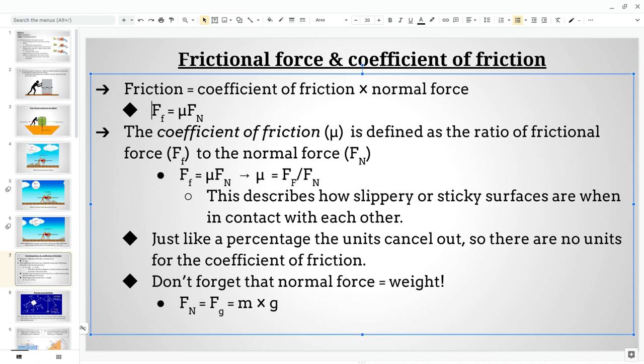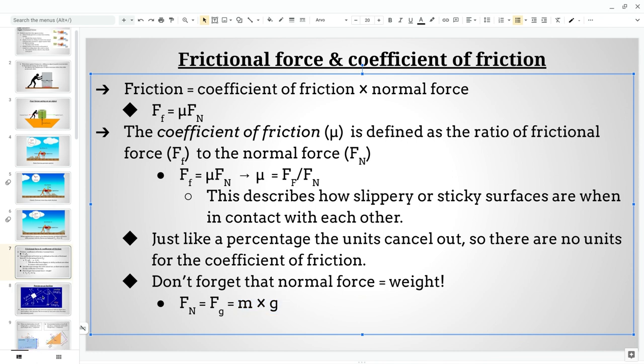Now, the equation itself is not too hard. To find the frictional force acting on something, we just take the coefficient of friction and multiply that by the normal force. By the way, the coefficient of friction is force divided by force, newtons divided by newtons, so just like a percent, there are no units; they all cancel out. And let's remember that normal force is just weight, which is mass times gravity.